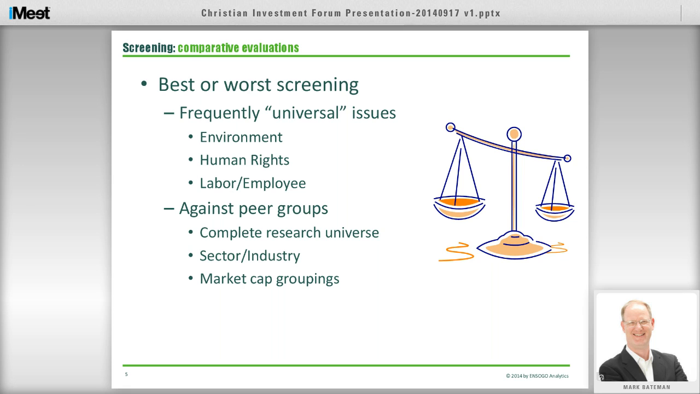You could also do it based on a market cap grouping. I'm going to exclude the worst 10% of the large cap companies, 10% of the mid cap companies, and 10% of the small cap companies. Each has different reasons that you would apply it, and different reasons that you would seek to use that structure for determining what companies are to be excluded, and therefore what companies are to be included in a portfolio construction process.